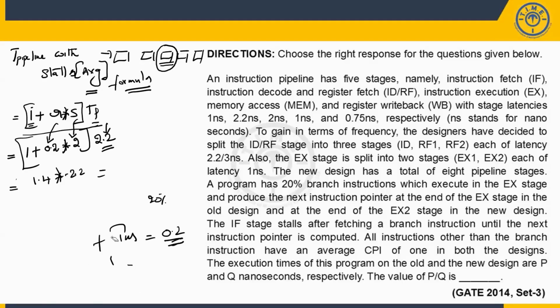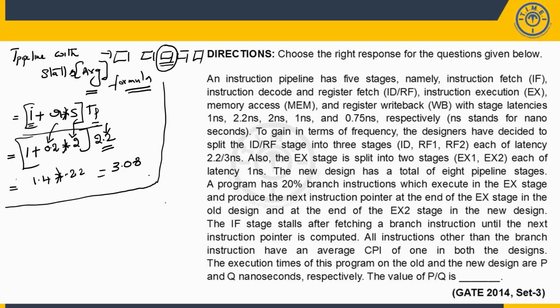Tell me 1.4 into 2.2. Quickly. Sorry, what's the answer for 1.4 into 2.2? 3.08. Okay. Now, this is the time requirement average for one instruction in the first pipeline.